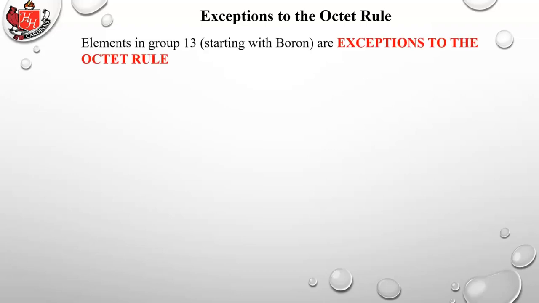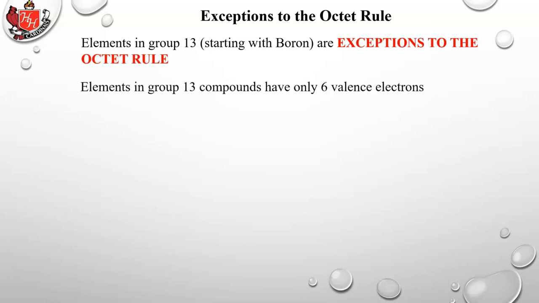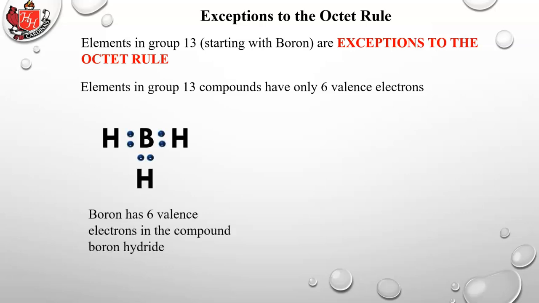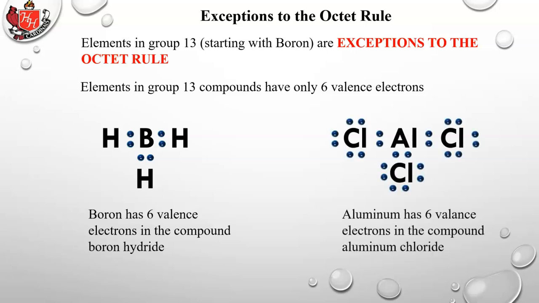So let's look at some exceptions to the octet rule. Elements in group 13, that's the column with boron, have only 6 valence electrons. So there is BH3, and you'll notice that boron has 3 valence electrons, hydrogen each has 1, so that's going to form an octet with only 6 electrons. If you look at the element below boron, that's aluminum trichloride, that's also going to have only 6 valence electrons for aluminum. The chlorines have 8, but the aluminum only has 6. So those are exceptions to the octet rule.